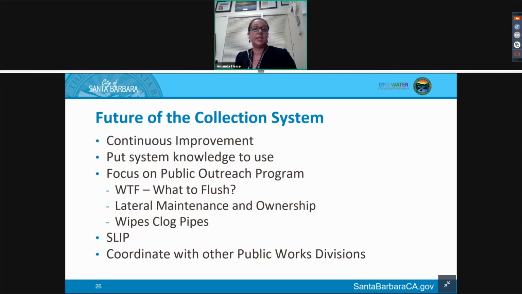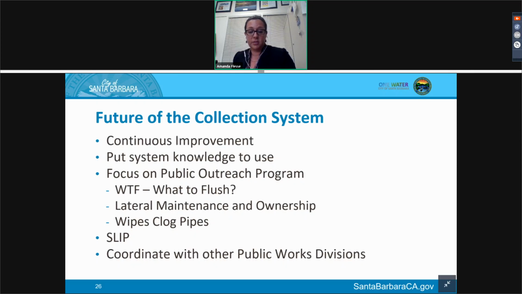We will continue to coordinate with other public works divisions. It seems to be really working, and I know that streets and water will continue to do work out there, and having that coordination with not only the public works division, but also the private side and the development side.